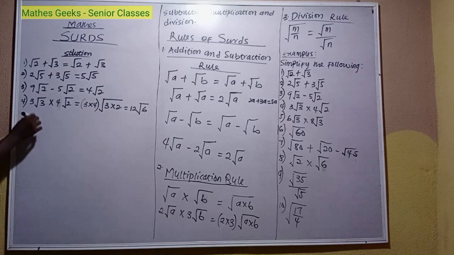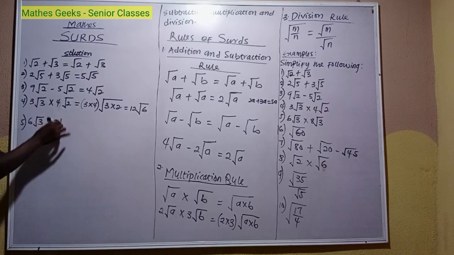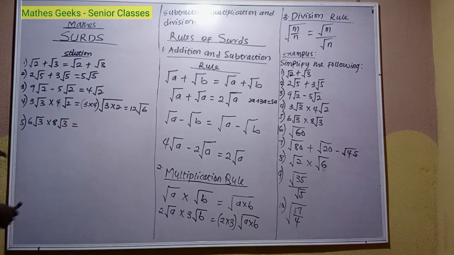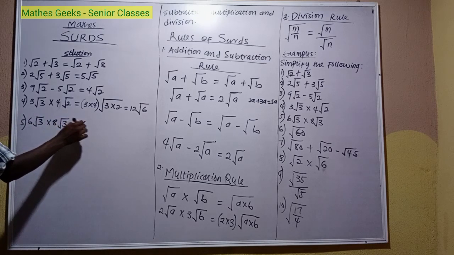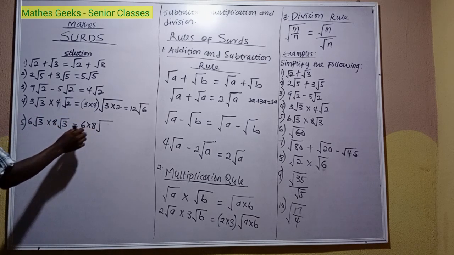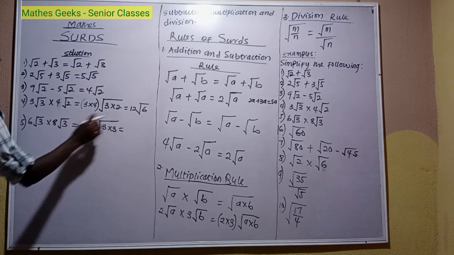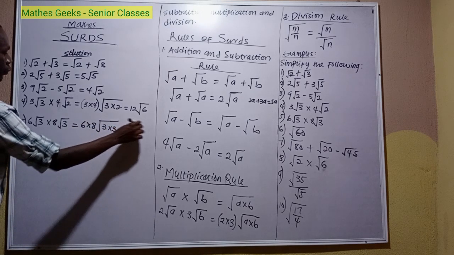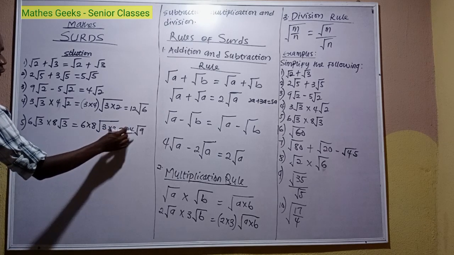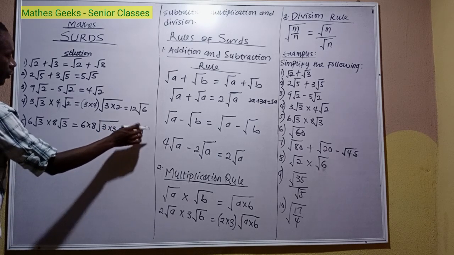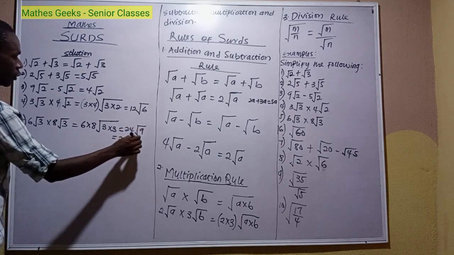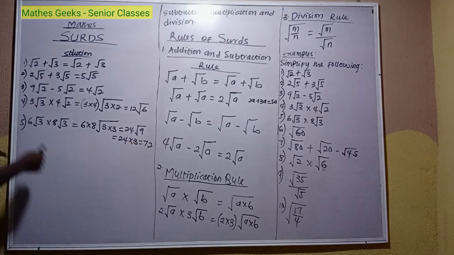Number 6, 6 root 3 times 8 root 3. This is 6 times 8, root 3 times 3. 6 times 8 is 24 root 9. That is 24 times root 9, which is 3, and that is equal to 72.